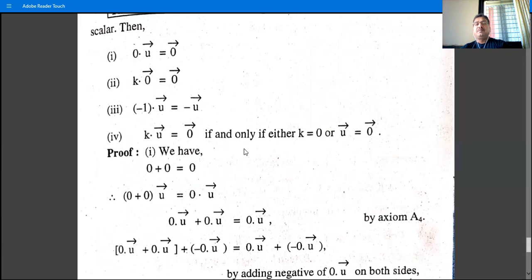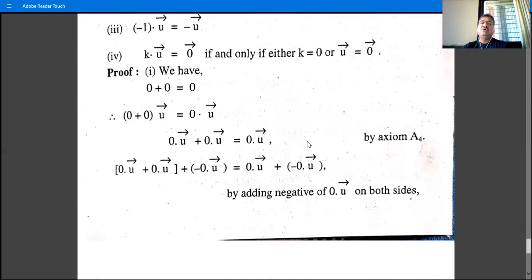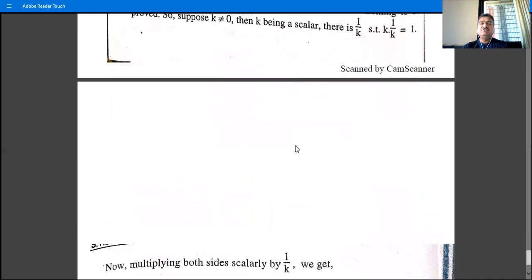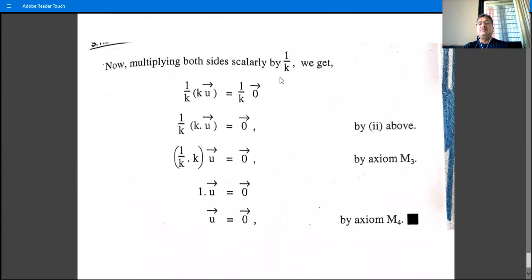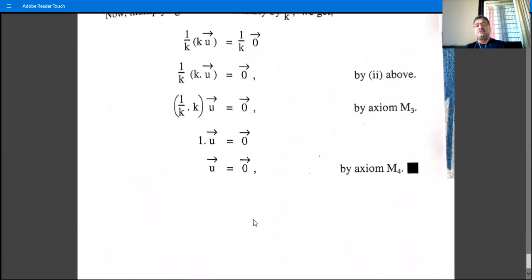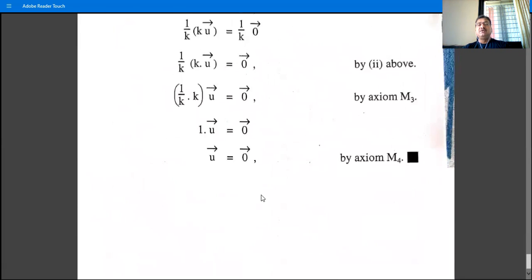So the proof is in two parts. Assume this and prove this; this is the first part, and then assume this, and we have to prove this. If ku bar is 0 bar, then we have to show k is 0 or u is 0. If k is 0, then there is nothing to prove. So assume k is not equal to 0, then multiplying by 1 by k on both sides, we have u bar is 0.